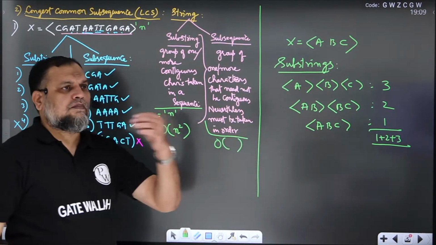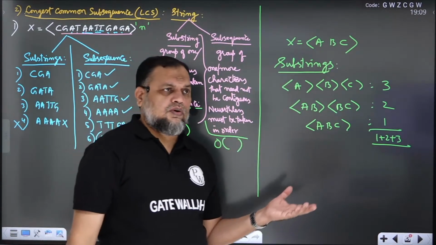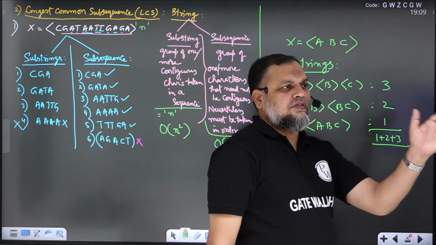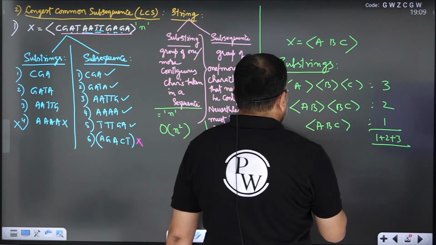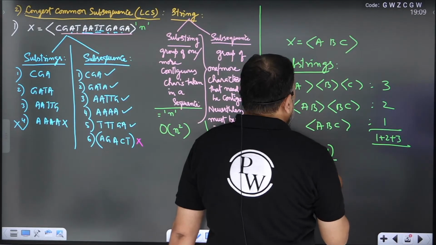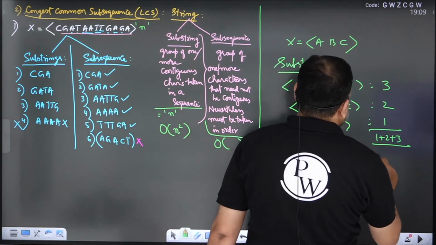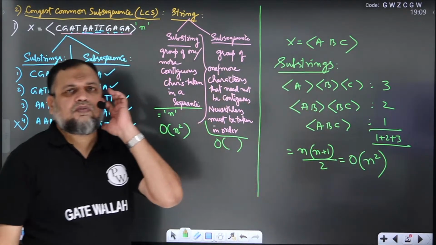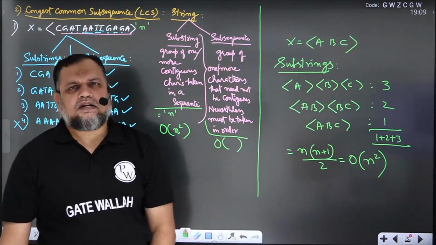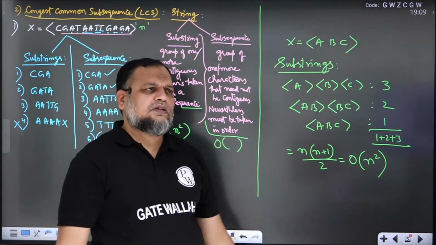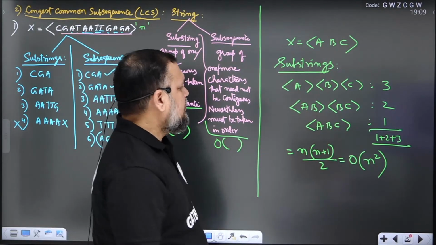If I have length 4, then it is 1 plus 2 plus 3 plus 4, right? If I have length n, then it will be roughly n into n plus 1 by 2. If you take the order, it will become order of n square. N into n plus 1 by 2, plus 1 you are adding for the null string. I am ignoring the null string here. So therefore order of n square.